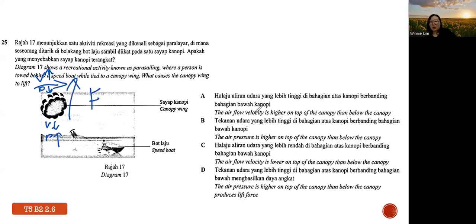Okay, so let's check the option. The airflow velocity is higher on top than below. So this should be the idea already. Then we check all the options as well, because sometimes even though A is correct, maybe you have another answer which is more accurate. Understand? Sometimes correct doesn't mean it should be the choice already. So go through all as well.